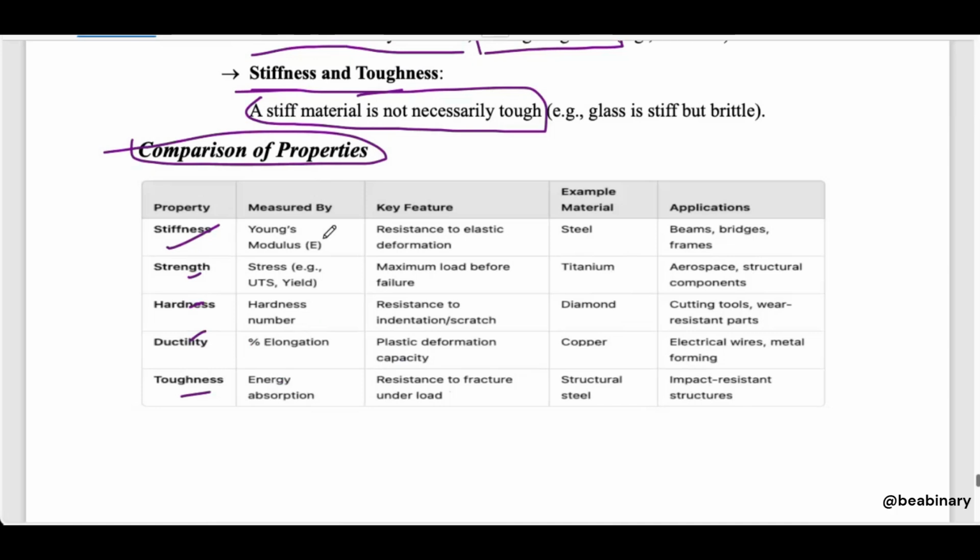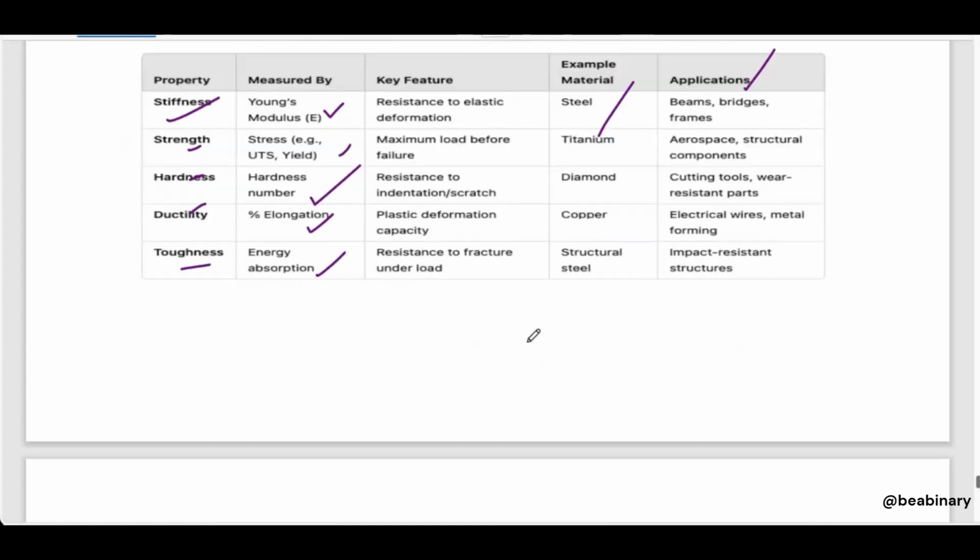Here the Young's modulus of elasticity. Here is the UTS, yield strength or ultimate tensile strength. Here the hardness number, elongation, energy absorbed. This is the way you can think about these examples and their application.